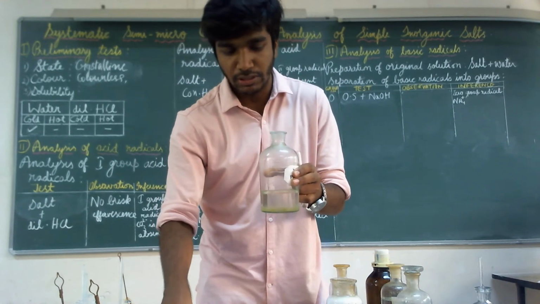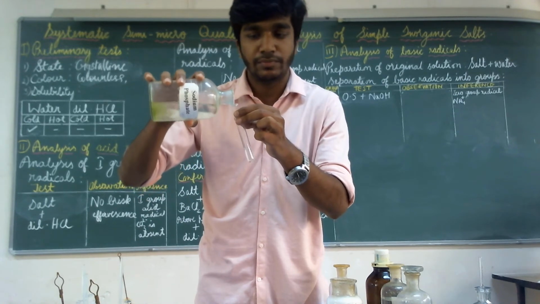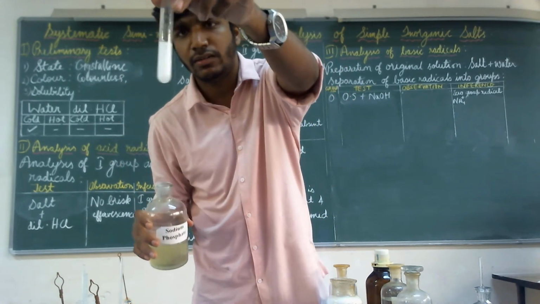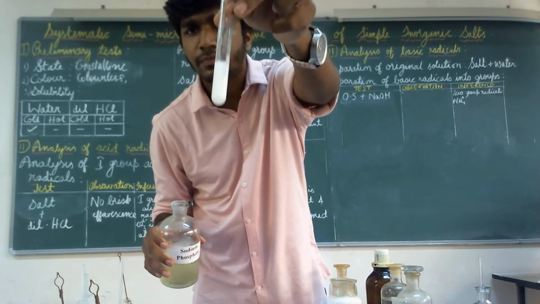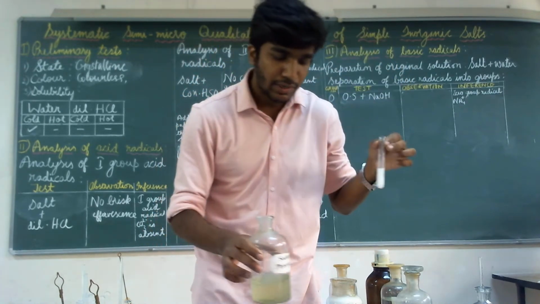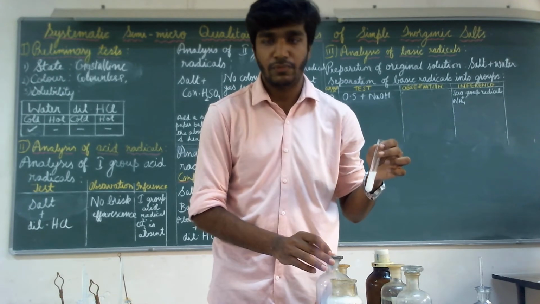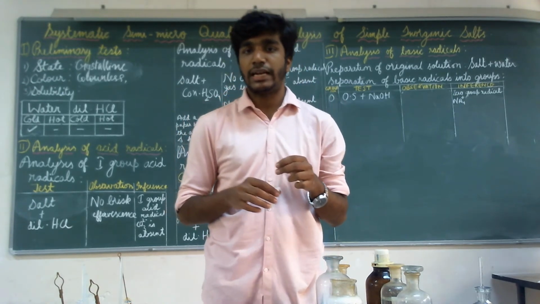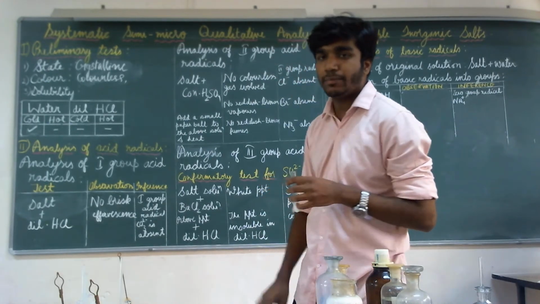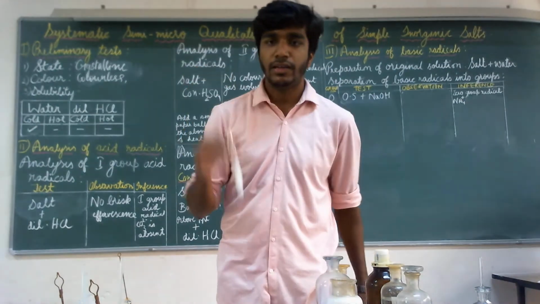As soon as I add sodium phosphate, if I am observing a white precipitate, it indicates magnesium. Magnesium is present and confirmed. As you can see, I am getting a white crystalline precipitate. I am not sure if the camera can capture this, but yes, I am getting a white crystalline precipitate, which indicates magnesium is present and confirmed. Now we know both radicals. The acid radical that we have is sulfate, and the basic radical that we have is magnesium.